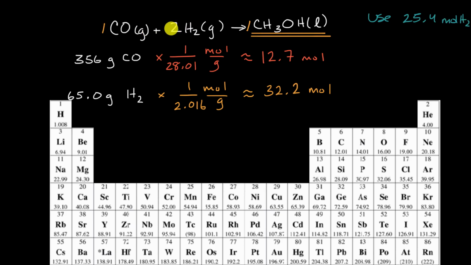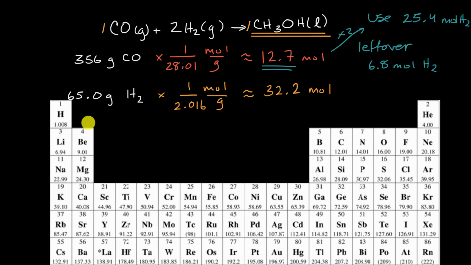How did I do that? Well, it's going to be twice the number of moles of carbon monoxide. Twice this number right over here is this right over here. And we can immediately see how much we're going to have left over. We're going to have left over 32.2 minus 25.4 is 6.8, 6.8 moles of molecular hydrogen. And how many moles of methanol are we going to produce? Well, the same number of moles of carbon monoxide that we're using up. It's a 1-to-1 ratio. So we're going to produce 12.7 moles of methanol.